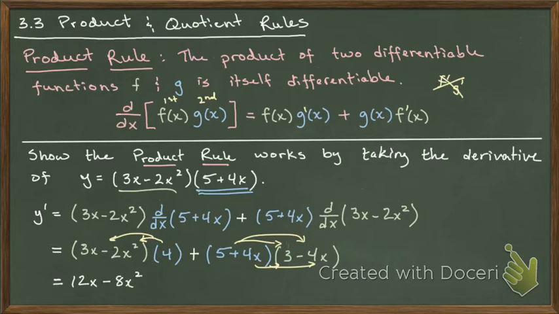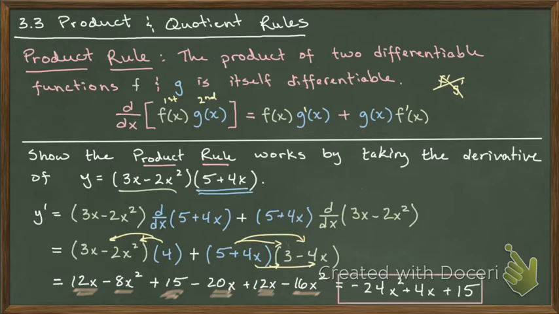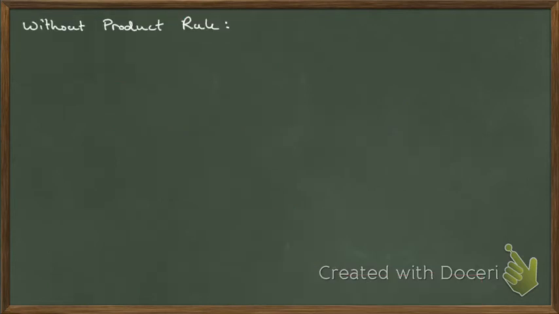12x minus 8x squared plus a 15 minus 20x plus 12x minus a 16x squared. Okay? So once I combine like terms, I've got x squared terms, I've got x terms, and I've got one constant term. So this all simplifies and combines to be minus 24x squared plus 4x plus 15. Okay, so there's the derivative, there's y prime. I want to verify that this makes sense. So there's my product rule. I want to verify that this derivative is the same by looking at what I get without the product rule.